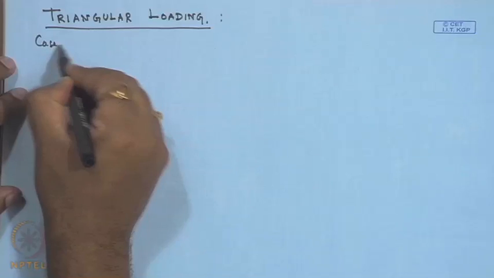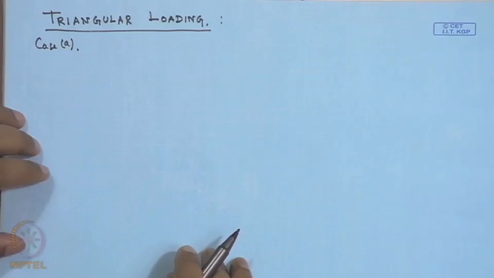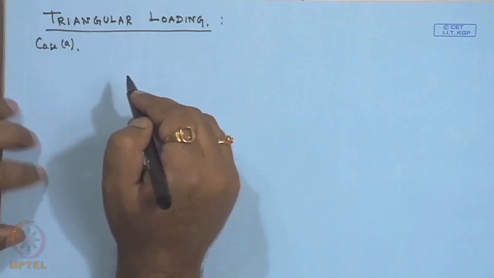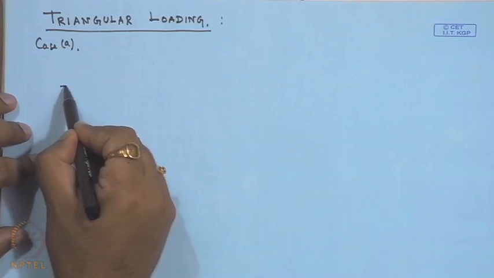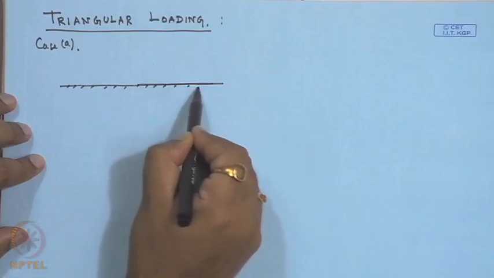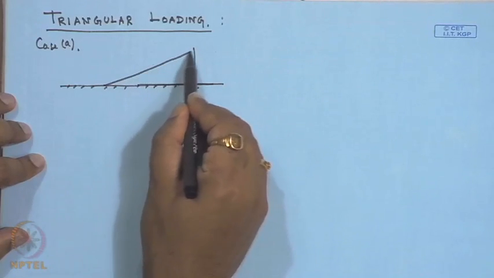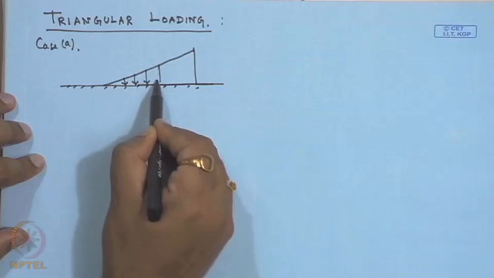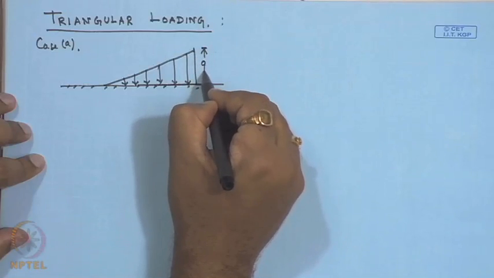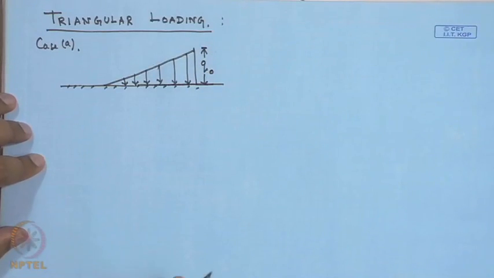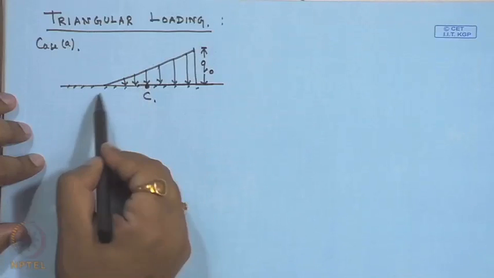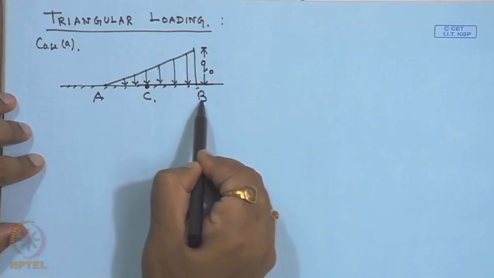Triangular loading, this is also case A, similar to the UDL. Here also we have three cases: one is the point C within the loaded region, one is on the left side, and another is on the right side of the loaded region. So, suppose first, this is an infinite beam which is subjected to a triangular type of loading, where the intensity is varying with distance and the maximum is say q 0. So, here the maximum intensity is q 0, and then we consider one point C within the loaded region, and one end is A, another end is B.